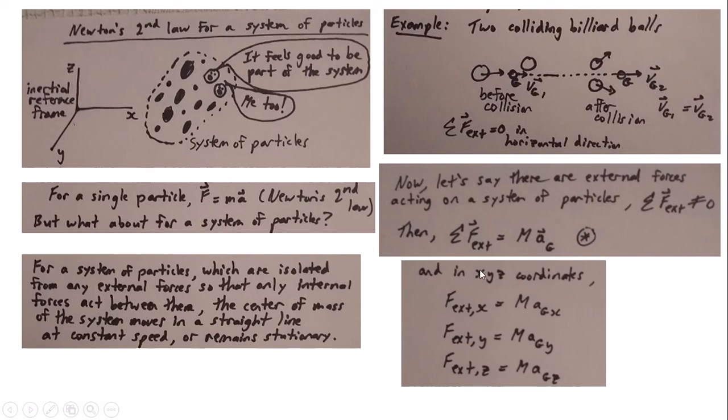We can further write this. We can resolve this equation along the x, y, and z components of the inertial reference frame, which is convenient for solving different problems since we often deal with components along different directions. So in that case, we write F external x is equal to large M times AGX, F external y is equal to large M times AGY, and F external z is equal to large M times AGZ. So all I did was resolve this vector equation along the x, y, and z components.